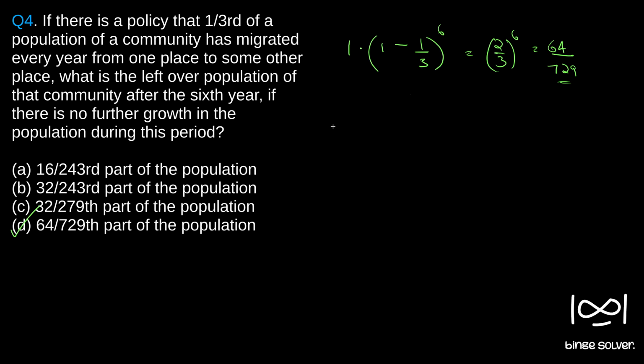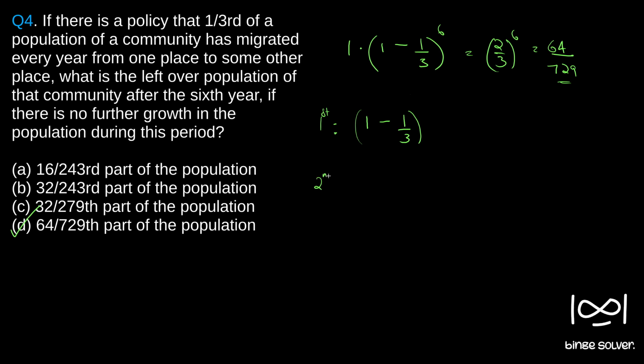Say first we will assume the initial population was 1. Then what happens after 1 year? In 1 year, 1/3 population migrates. So that means minus 1/3 is the total population after the first year. Okay, I will just write first year. First year, 1 minus 1/3 is the final population.